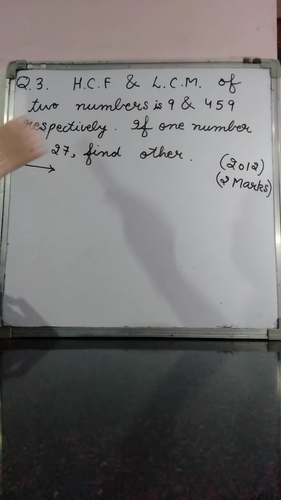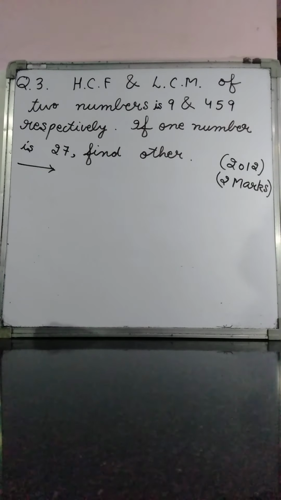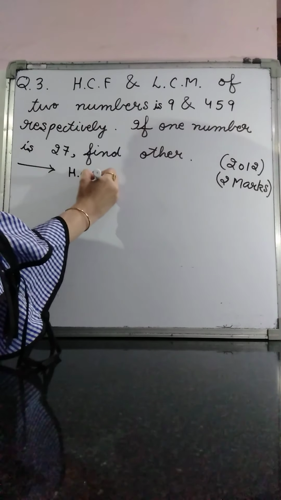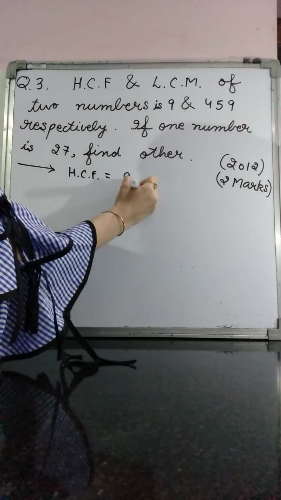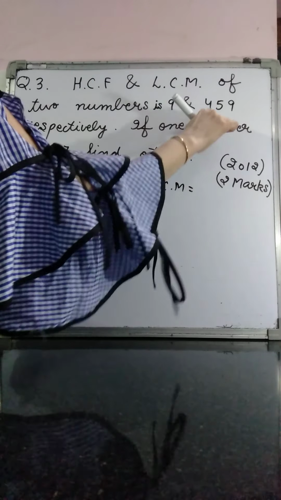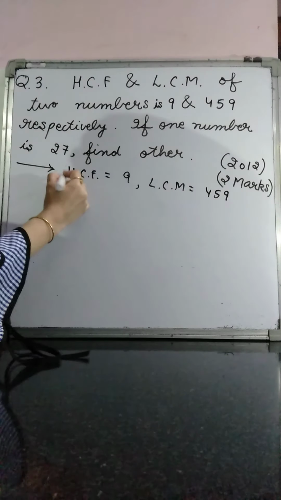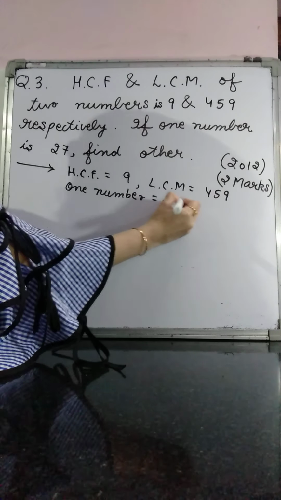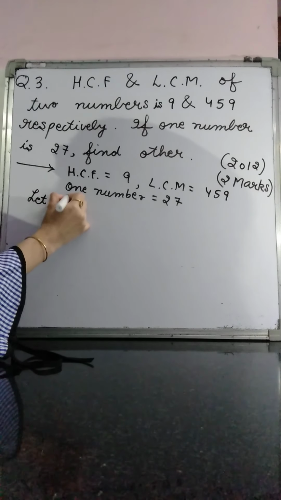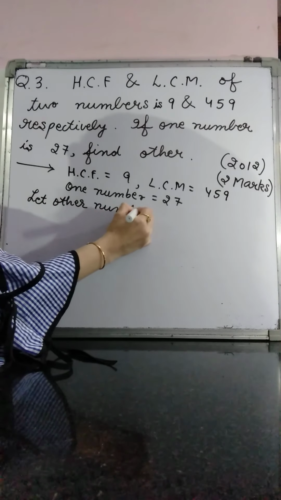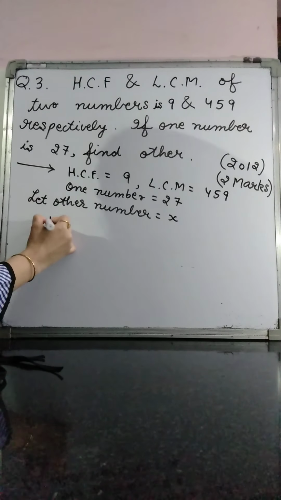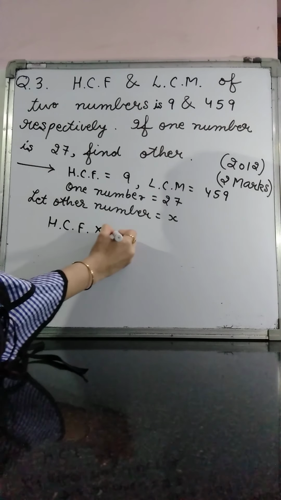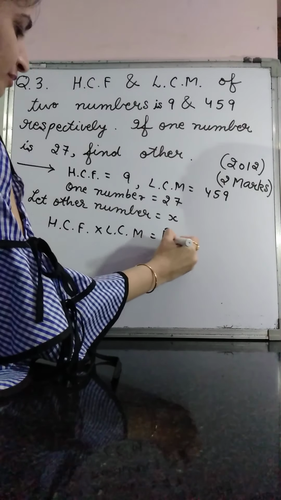Now third question is HCF and LCM of two numbers is 9 and 459 respectively. If one number is 27, find the other. First of all write HCF is 9, LCM is 459, one number be 27, let other number be x. Now apply HCF into LCM, product of numbers.